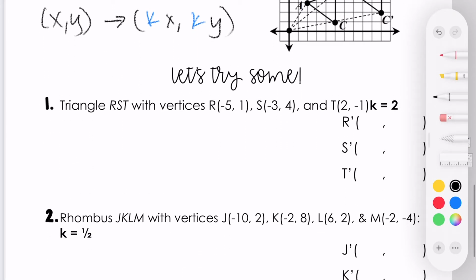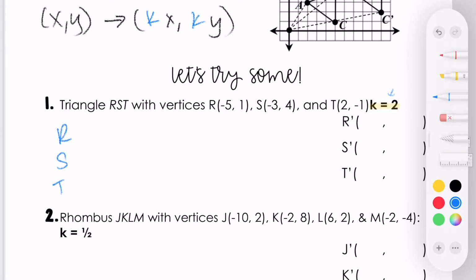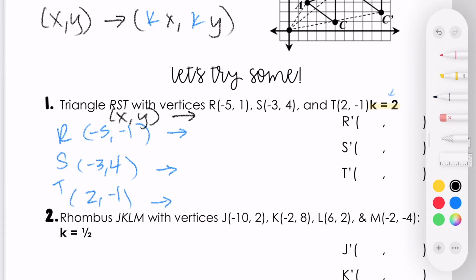So let's try some. You'll notice, by the way, that this is an enlargement because my k value is more than 1. That's why I know that it's an enlargement. What I like to do is list out my original points, and this is to get you ready for the next part. It's just easier to work with. Sometimes you won't be told to find it for all of them, and you just need to do one. That's great. You're going to still apply the same process. What I always like to do also is put our algebraic expression over what we're doing.